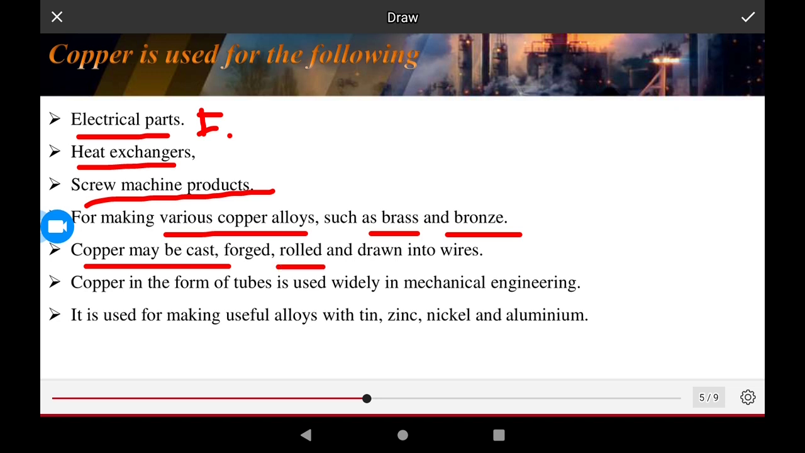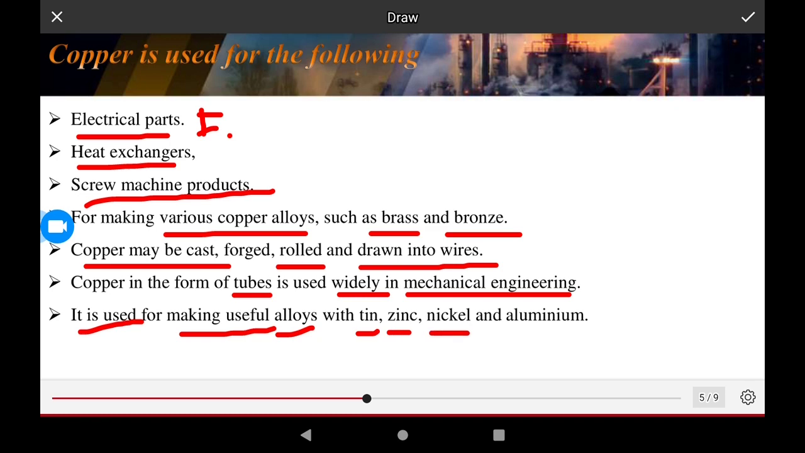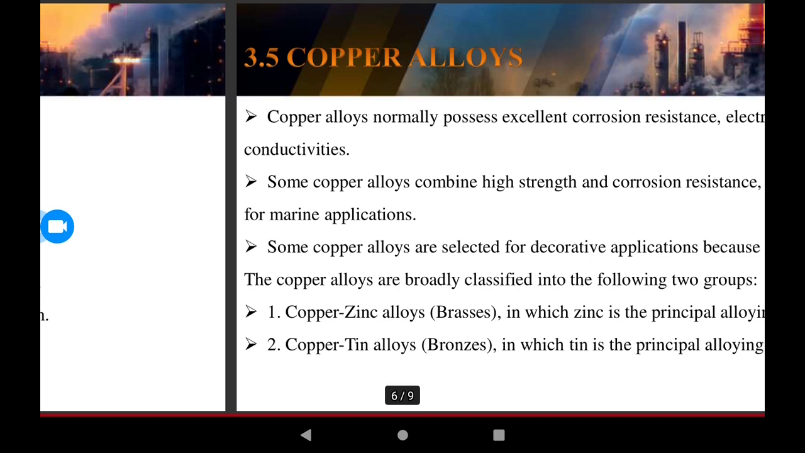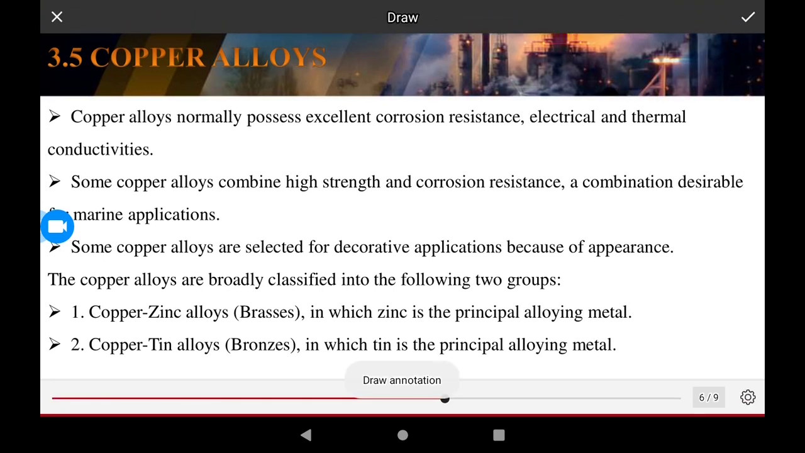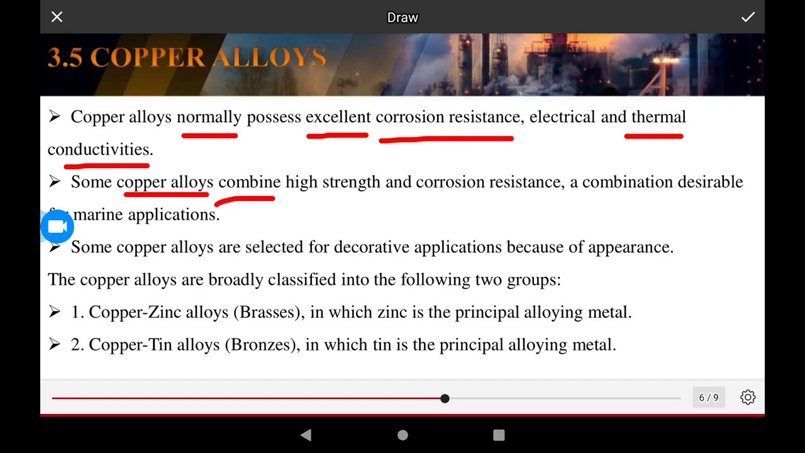Copper may be cast, forged, rolled and drawn into wires. Copper in the form of tubes is used widely in mechanical engineering. It is used for making useful alloys with tin, zinc, nickel and aluminum. The copper alloys normally possess excellent corrosion resistance, electrical and thermal conductivity. Some copper alloys combine high strength and corrosion resistance, a combination desirable for marine applications.